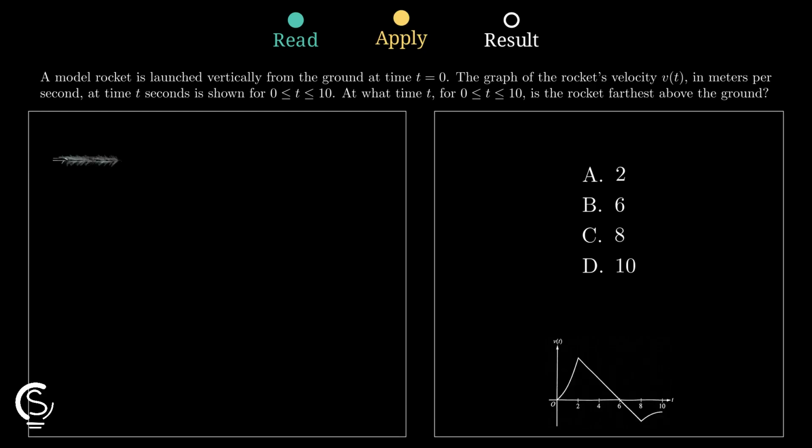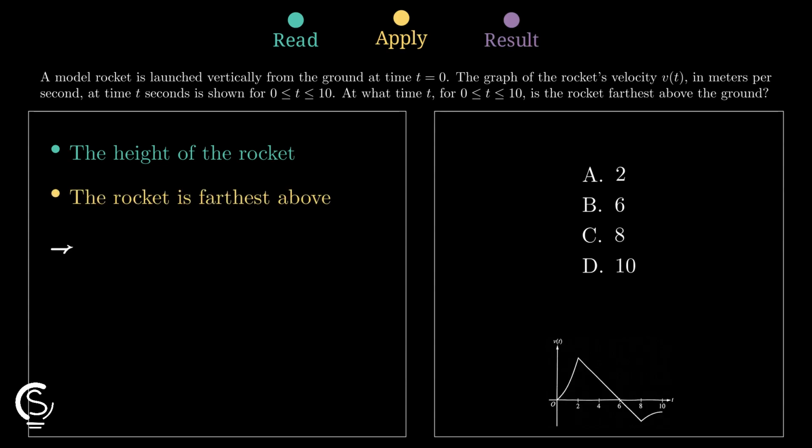Looking at the graph, the velocity is above the horizontal axis from time 0 until time 6. During this entire interval, the rocket is gaining altitude and moving further away. At 6 seconds, velocity becomes negative, meaning the rocket starts falling. Thus, maximum height occurs at 6 seconds. Option B is correct.